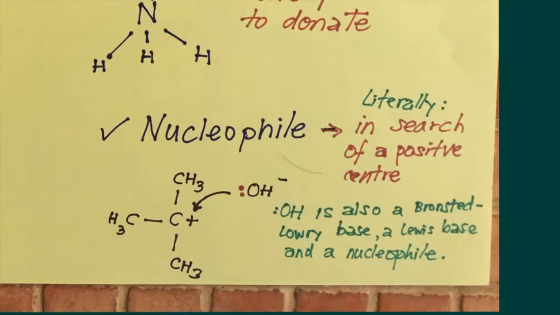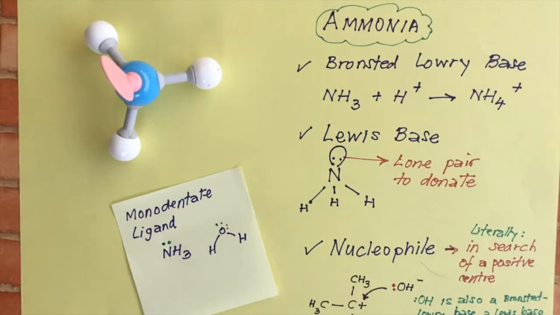And in so doing, it's a nucleophile, but it can also behave as a Bronsted-Lowry base and accept a proton. And here, it's behaving as a Lewis base as it donates its lone pair. It is also an example of a monodentate ligand. And Lewis bases are capable of being monodentate ligands, which means that they can donate this lone pair and form coordinate bonds with the central metal ion in transition element complexes.